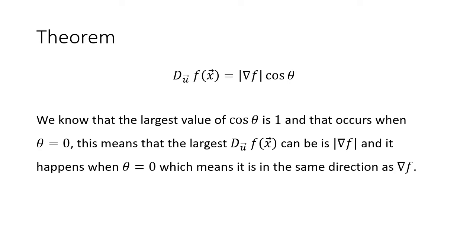Now, this is important enough that this little formula here is almost considered a theorem by itself, because the implications of it are what get us to the rest of the theorem. Because we know that the largest value of cosine has to be 1.